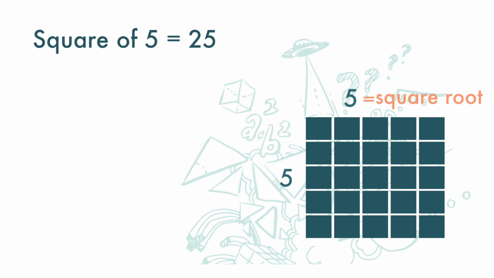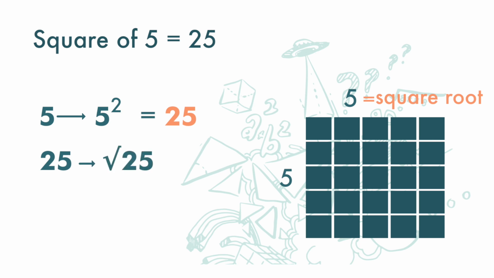So, if we are given the side, in this example is 5, if we square it, we get the area, that is 25. 25 is the square of 5. On the other hand, if we are given the area, here it is 25, when we find the root of the square, well, the square root, we will get the side, which is 5.